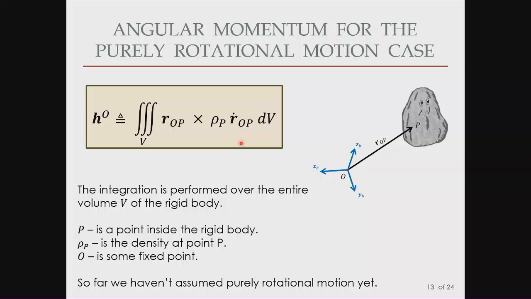of this piece of volume, and this is the vector R_OP, the position. When I cross them, it gives me the angular momentum about point O of this piece of volume. Then if I sum all of these pieces of volume throughout the rigid body, I get the total angular momentum of the rigid body about point O. So sum all of them with this dV infinitesimally small, and this will be the total. This is by definition.